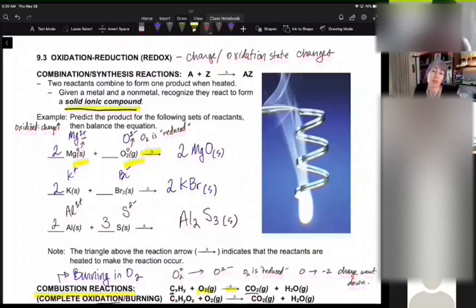So that's why we group these into oxidation reduction, and that's why these reactions are in their own chapter, chapter 9. We're still doing the same thing, though. We're forming neutral ionic compounds.